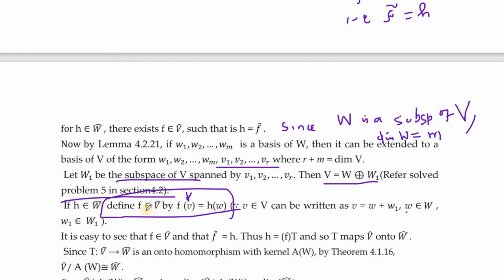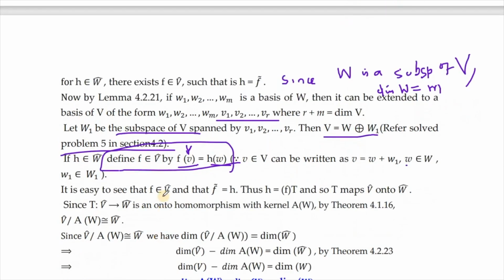And F is in V cap means this is a scalar. H already belongs to W cap, so this is also a scalar. So there is a sense in defining your F in this way. Now it is easy to see that F is also a linear functional because H is a linear functional. So this is rewritten as F tilde. So H is equal to Ft, and so T maps V cap onto W cap.